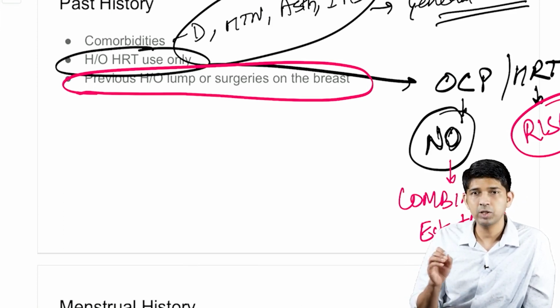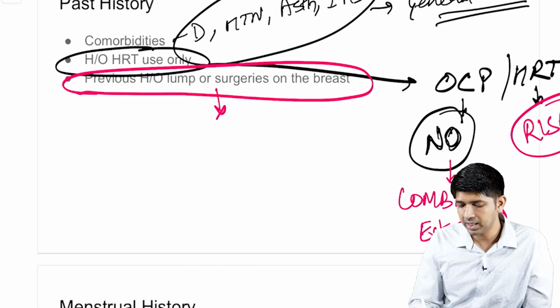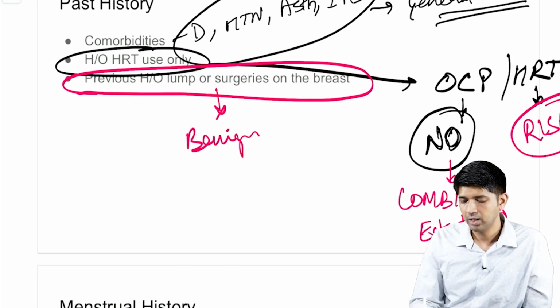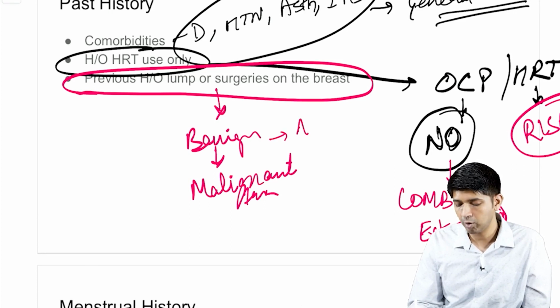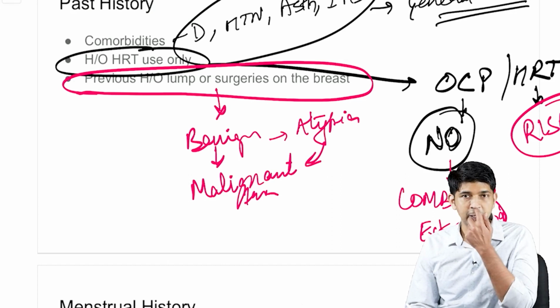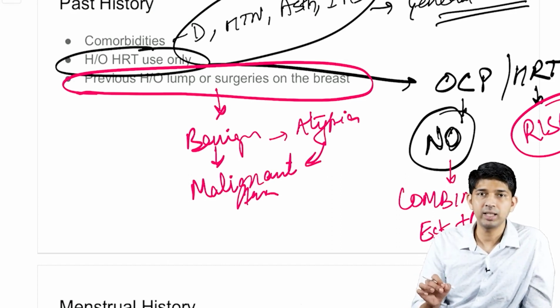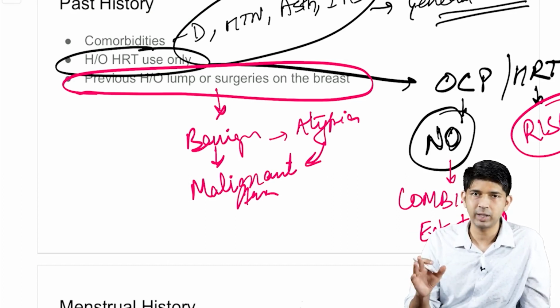Why are surgeries on the breast important? Probably the patient had a benign disease which was incompletely excised, and now the remnant has probably undergone malignant transformation. Or in this benign disease, there could have been some atypia which was missed, and now it has become a malignant disease. So this is a very important history. If it is there, you mention it, otherwise you can skip it.